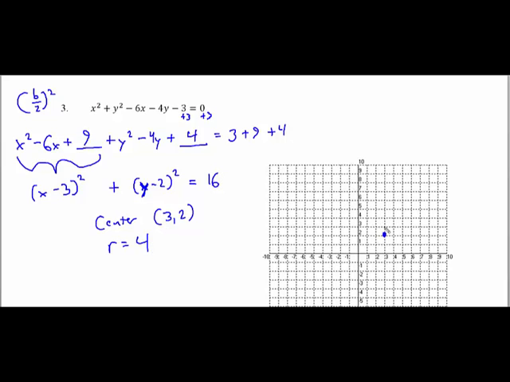So going 4 in each direction, 1, 2, 3, 4, 1, 2, 3, 4, 1, 2, 3, 4, and 1, 2, 3, 4. We can now make a circle, the best we can, freehanding it, with a radius of 4, starting at the center point 3 comma 2.